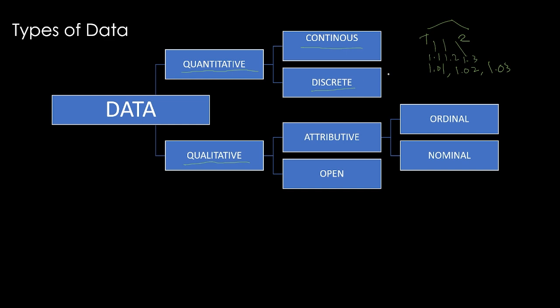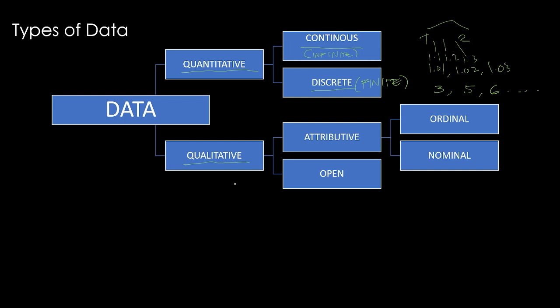For the discrete data naman, if continuous is infinite, discrete naman is finite, meaning it has a limit. Like for example, how many basketballs does each student own? One student will say that he has 3 balls, another student has 5 balls, and 6, so on and so forth. So that's basically the difference between a continuous and a discrete type of quantitative data.